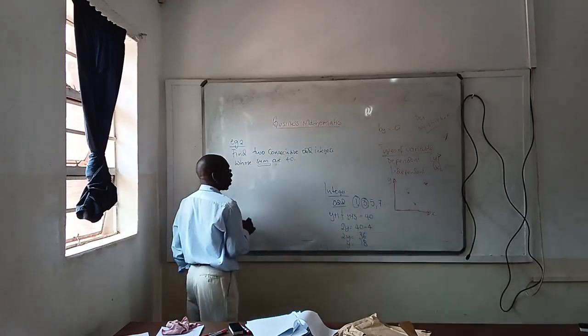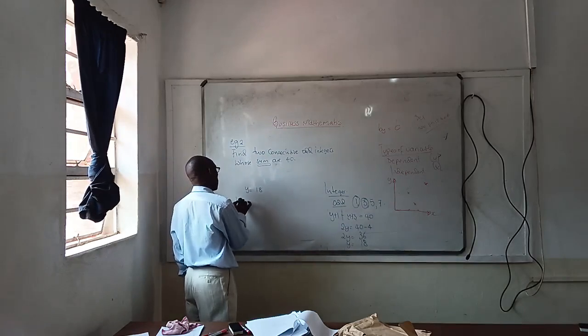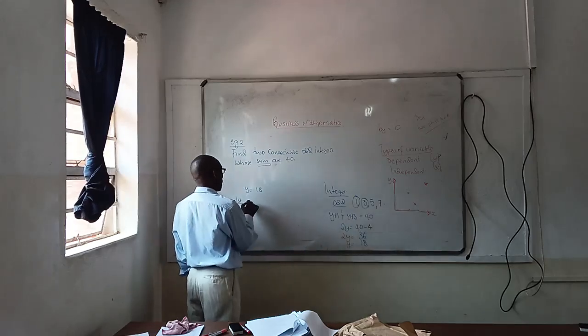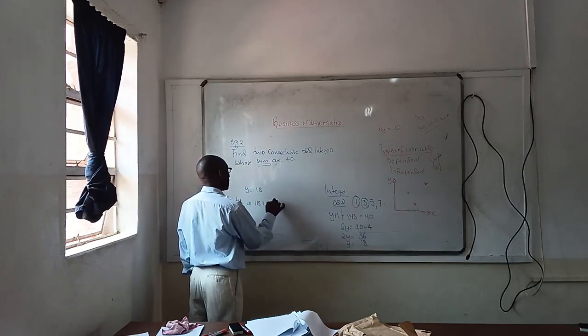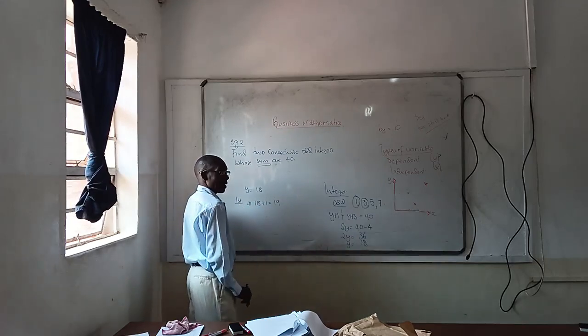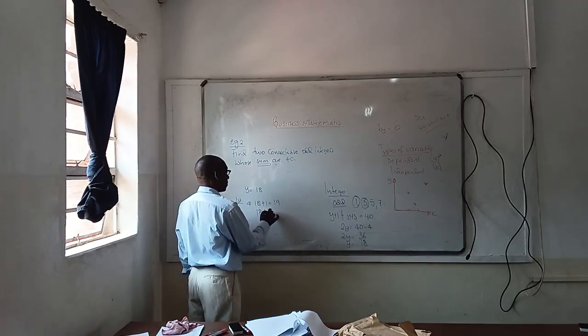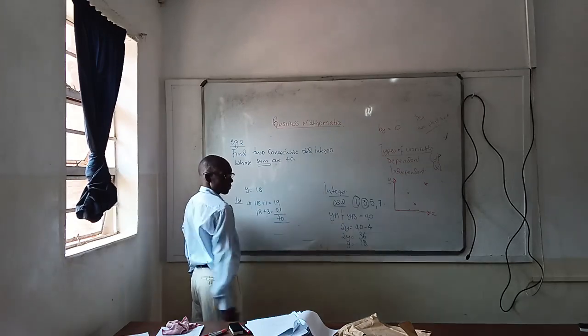So y is equal to 18. The first one will be 18 plus 1, which is 19. And the second one, 18 plus 3, is 21. Can you add the two? 40. Yes, great.